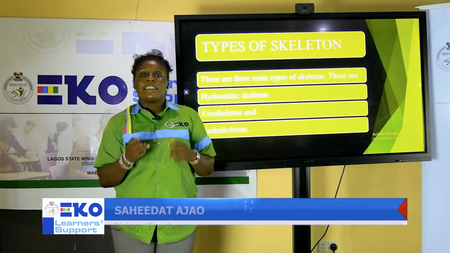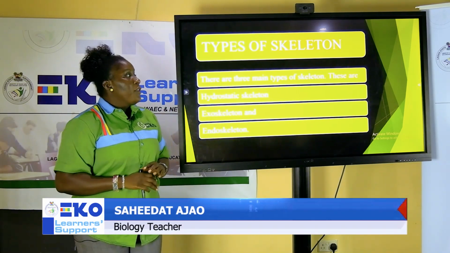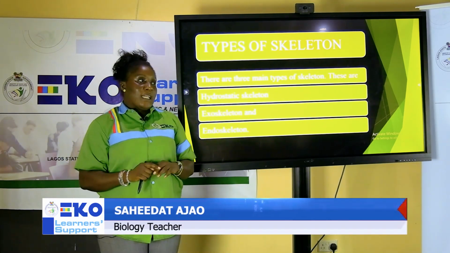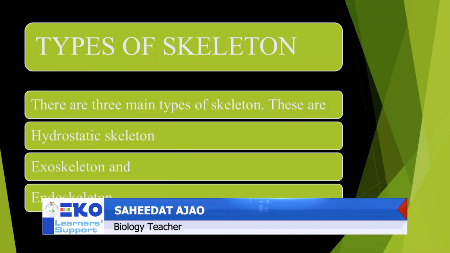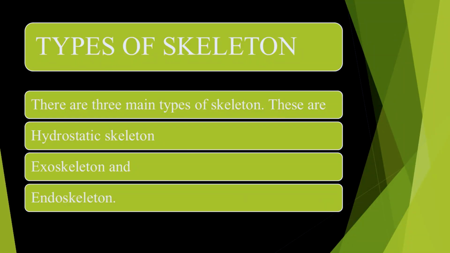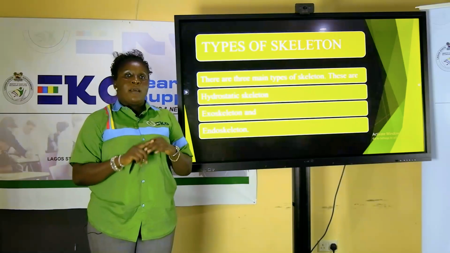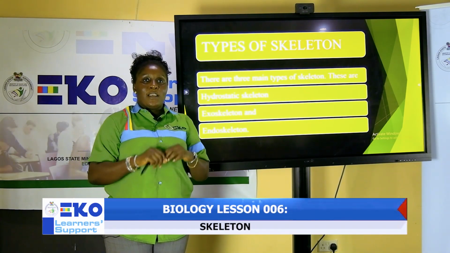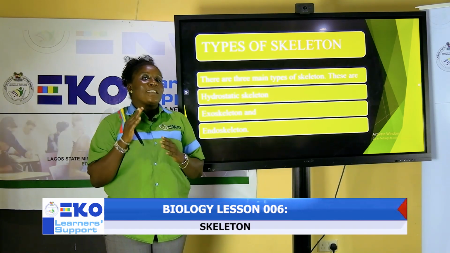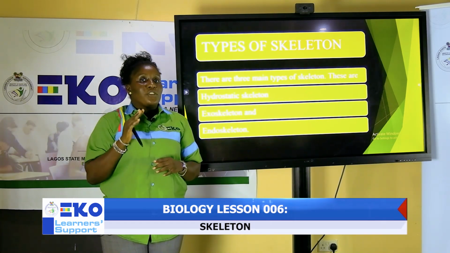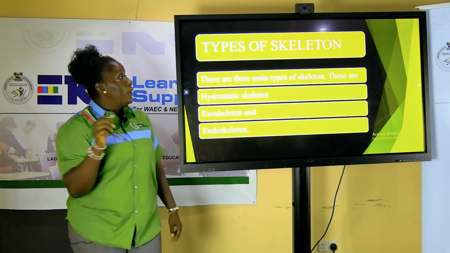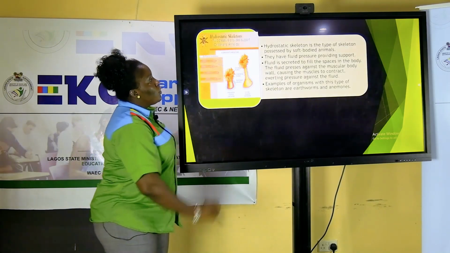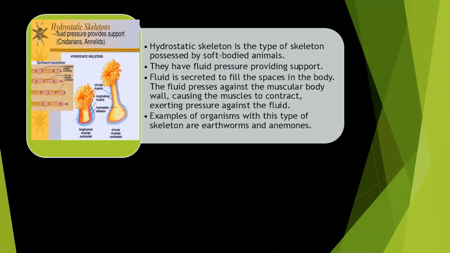Now we're moving on to the types of skeleton. There are three main types of skeleton, which are hydrostatic skeleton, exoskeleton, and endoskeleton. Please, students, take notes. When you want to write the types of skeleton, please make sure you write hydrostatic skeleton. Don't just write hydrostatic only. So we'll be looking at hydrostatic skeleton.